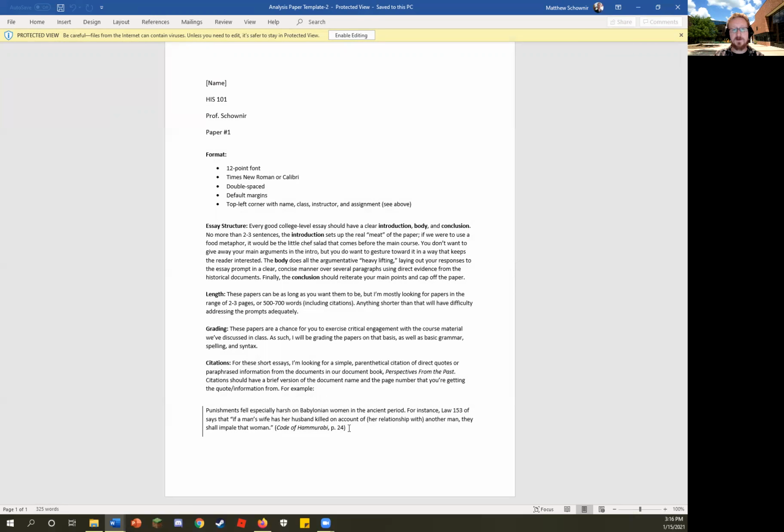All of your analysis papers are going to be relying on using documents from our Perspectives book. That's how you get your evidence. That's your basis of evidence for these writing assignments. So it's important that you cite where you get your evidence from. That's really the whole point of these exercises anyway.